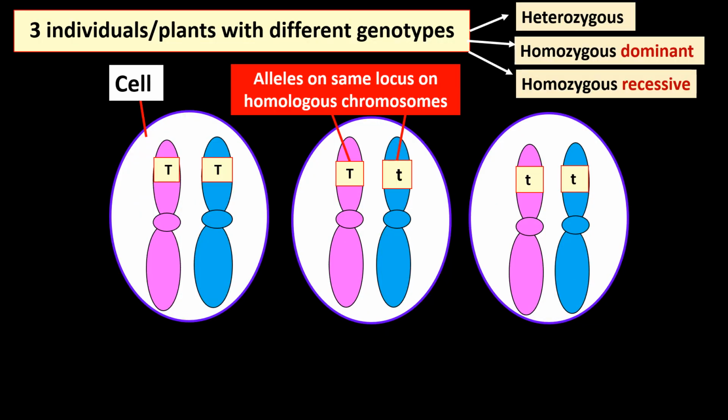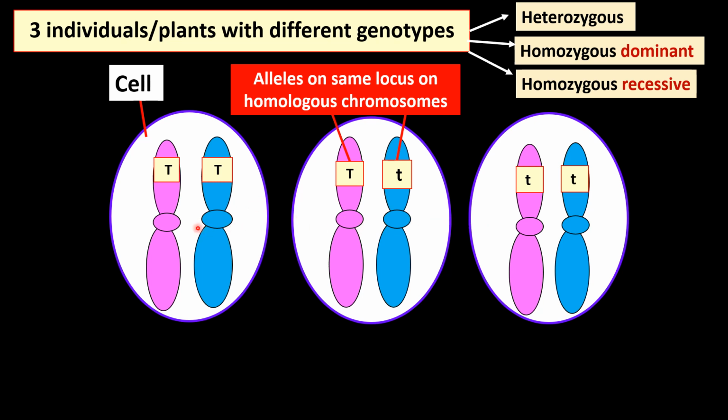Now, for monohybrid inheritance, when one characteristic is studied, there are 3 different individuals or plants with 3 different genotypes that can be produced. All right. So the organism can either be heterozygous, homozygous dominant, or homozygous recessive. So here we have 3 cells from 3 different organisms.